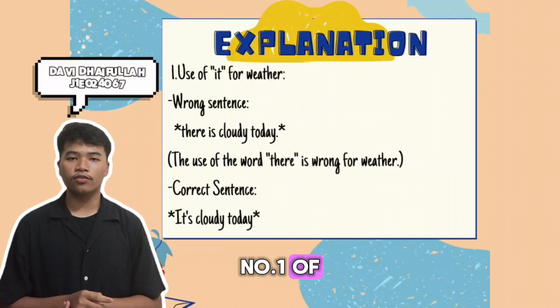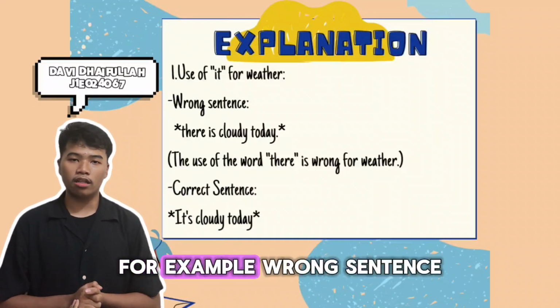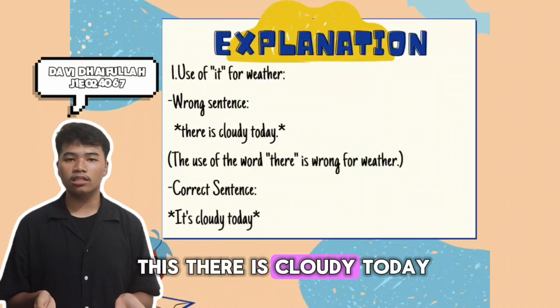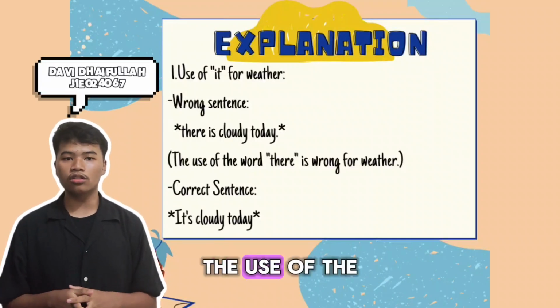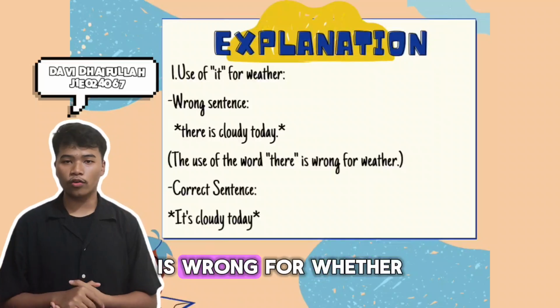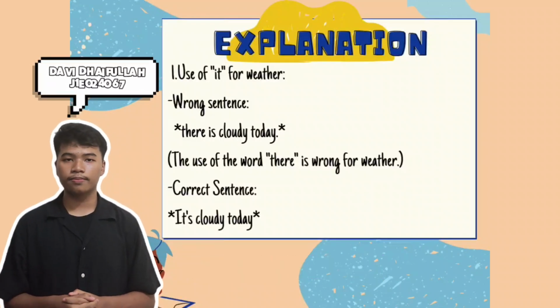Number 1 of using it. Use of it for weather. For example, wrong sentence, there is cloudy today. The use of the word there is wrong for weather. The correct form is it is cloudy today.